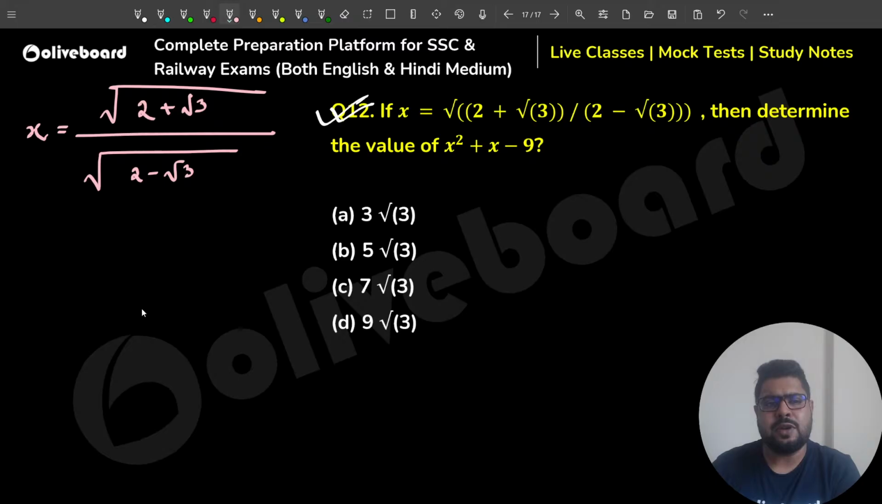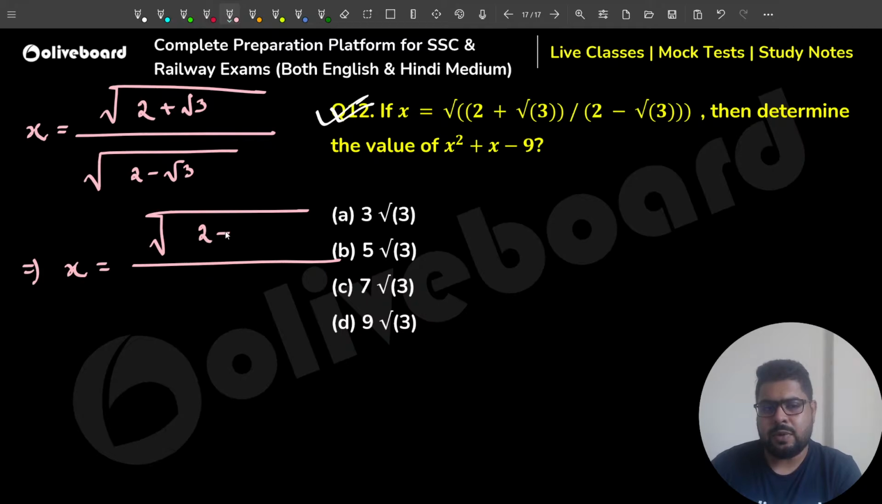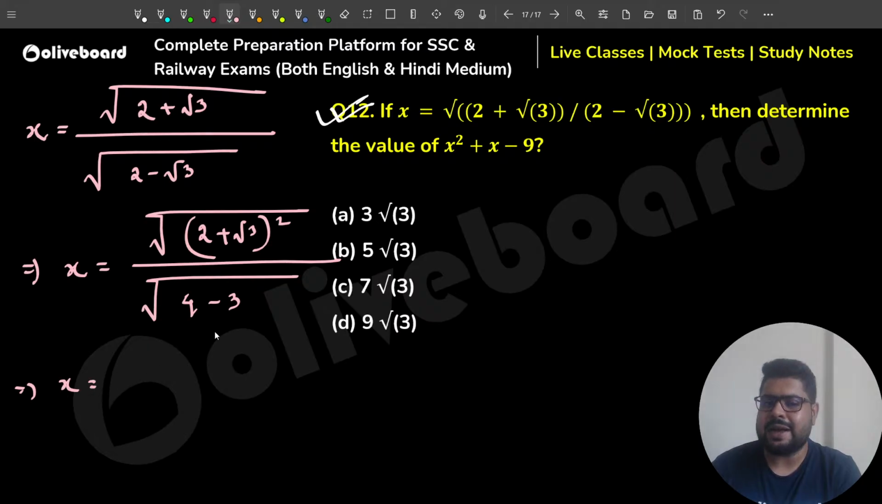First, before you do anything, we need to do rationalization. So you will multiply this with root over of 2 plus root 3. The numerator will become 2 plus root 3 whole square, and in the denominator, the roots go away: 2 plus root 3 into 2 minus root 3 is 4 minus 3, which is 1. So ultimately the denominator becomes 1, and x becomes 2 plus root 3. X becomes this, right? Clear everyone?